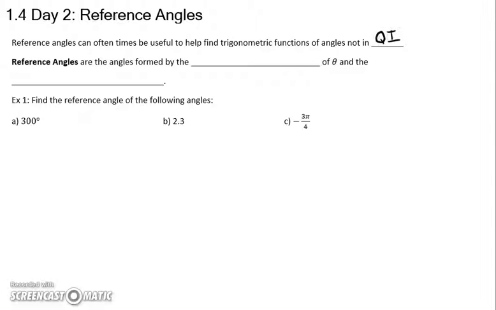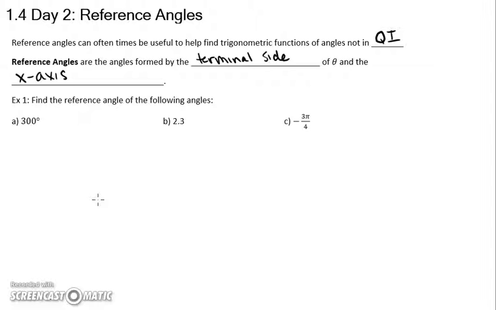Now, reference angles are going to be the angles formed by the terminal side of some angle theta and the horizontal axis, or the x-axis. So sometimes our reference angles are going to be in quadrant 2, sometimes quadrant 3, sometimes quadrant 4, depending on where that terminal side lies. But our reference angle is always going to be with the x-axis.